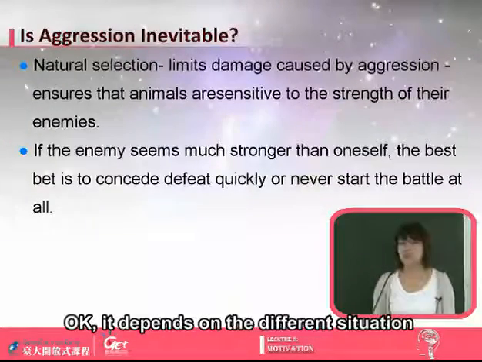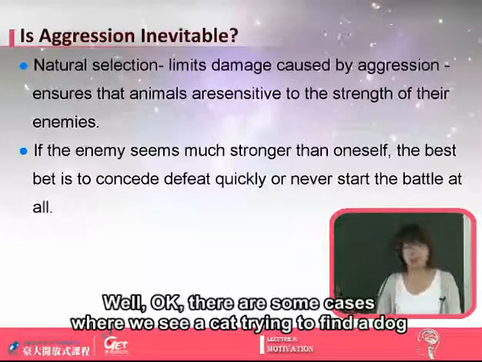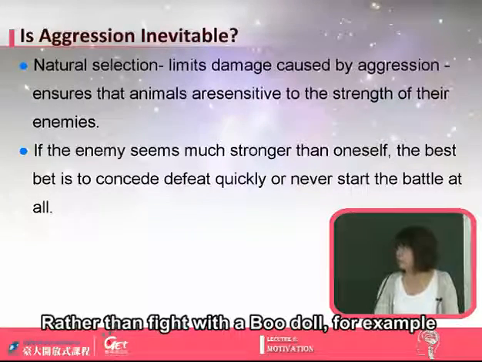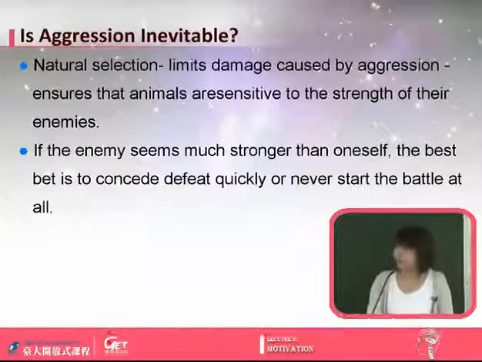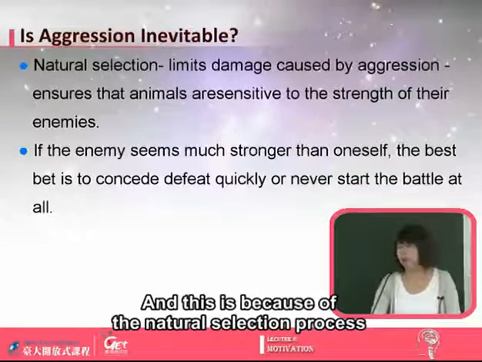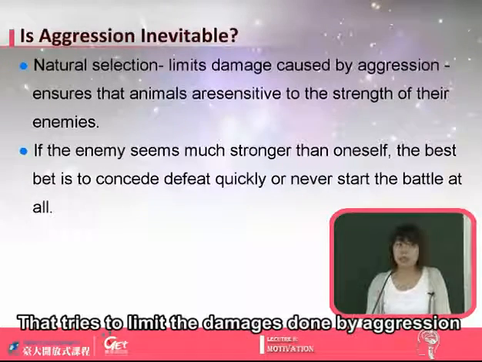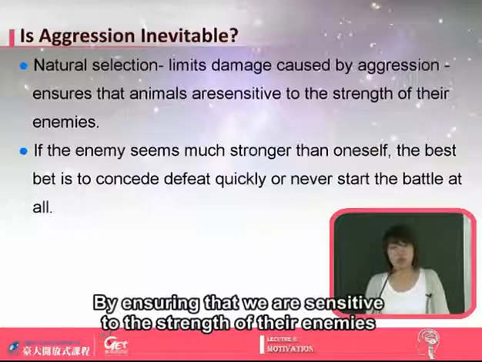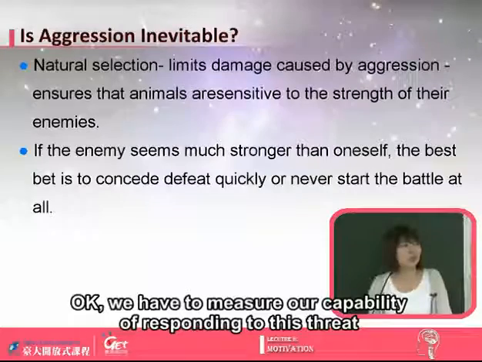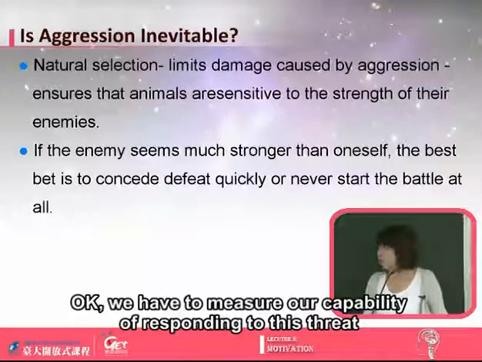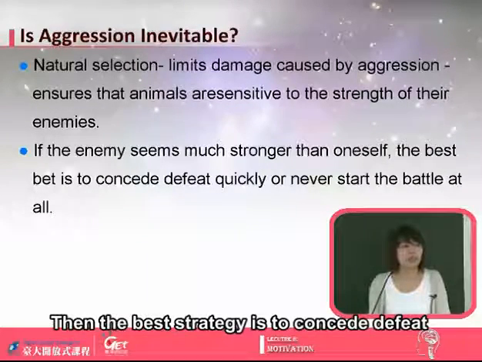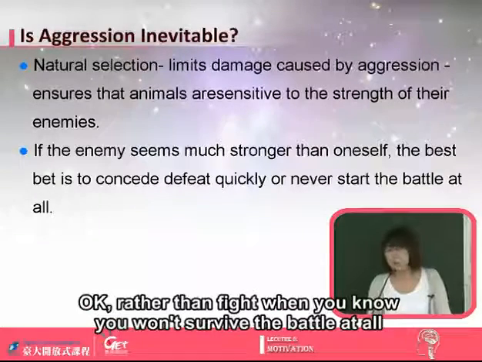Okay, it depends on the situation. You wouldn't expect, well, okay, there are some cases where we see a cat trying to fight a dog. But in most cases, they do try to run rather than fight with a bulldog, for example. And this is because of the natural selection process that tries to limit the damages done by aggression by ensuring that we are sensitive to the strength of our enemies. We have to measure our capability of responding to this threat. If the enemy seems much stronger than oneself, then the best strategy is to concede defeat, to give up and run, rather than fight when you know you won't survive the battle at all.